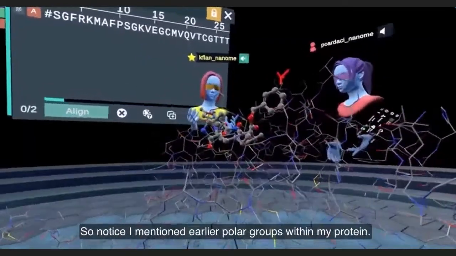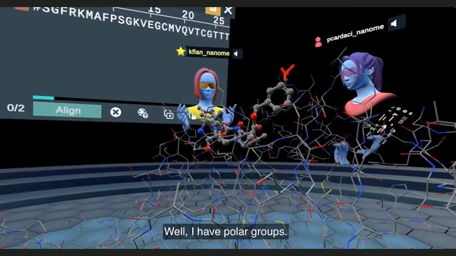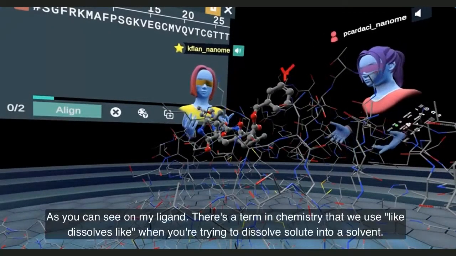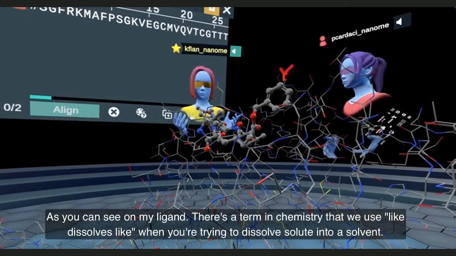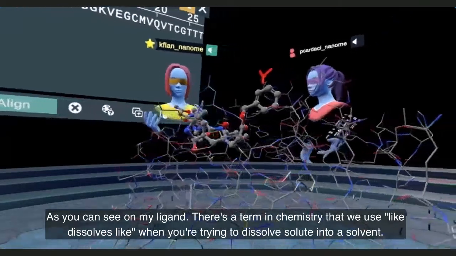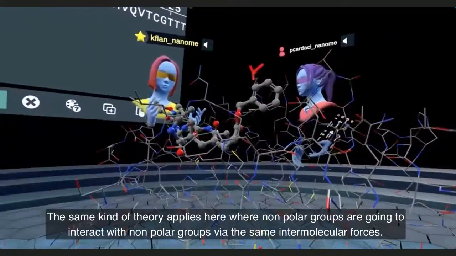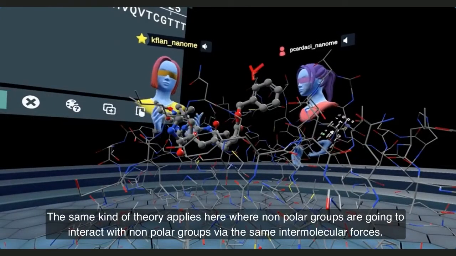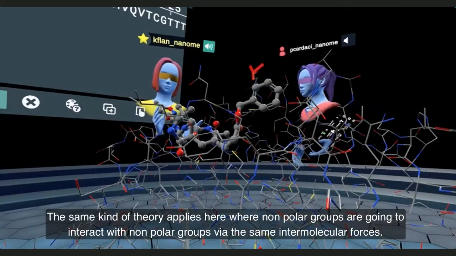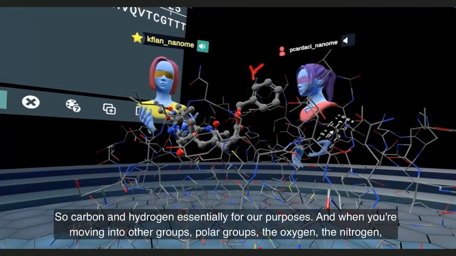So notice I mentioned earlier polar groups within my protein. Well, I have polar groups, as you can see on my ligand. There's a term in chemistry that we use, like dissolves like, when you're trying to dissolve a solute into a solvent. The same kind of theory applies here, where nonpolar groups are going to interact with nonpolar groups via the same intermolecular forces. We call them van der Waals interactions when it's just strictly nonpolar. So carbon and hydrogen, essentially, for our purposes.